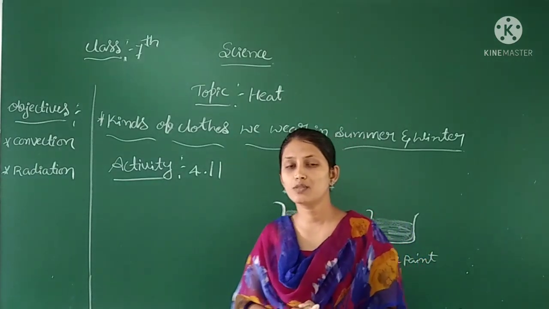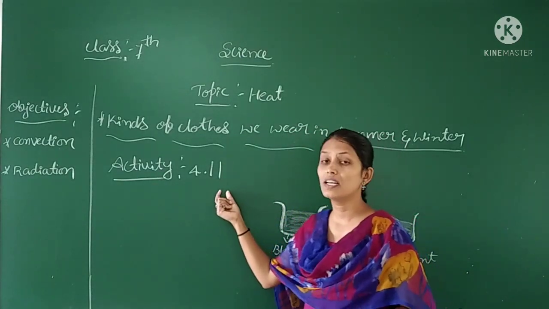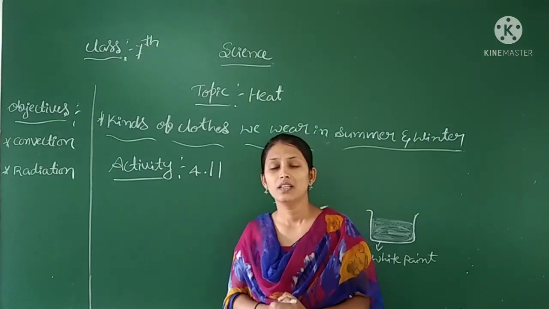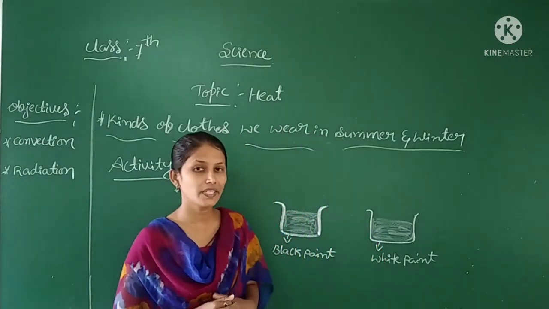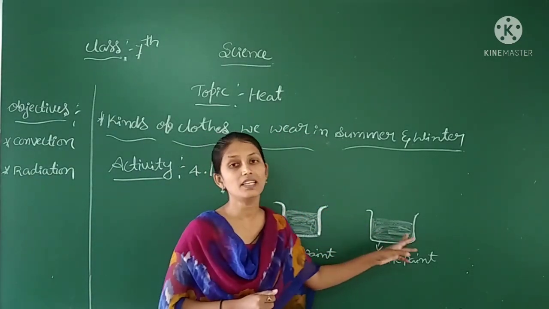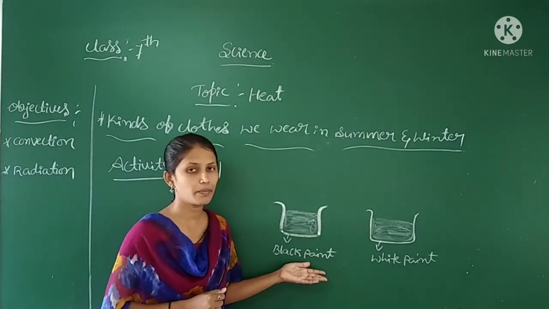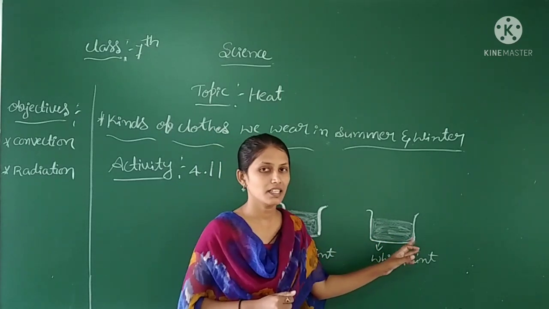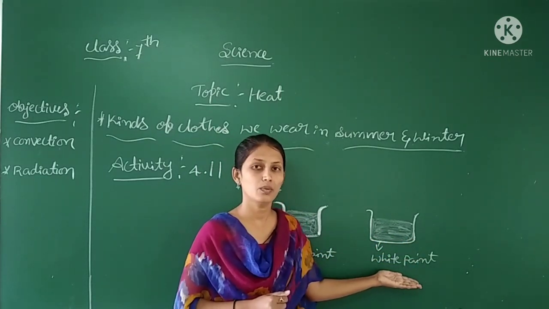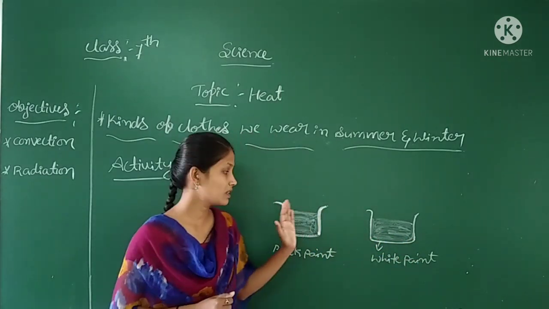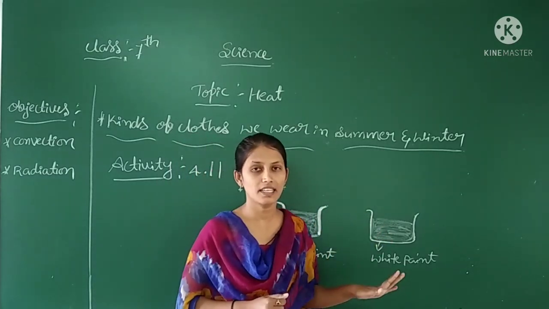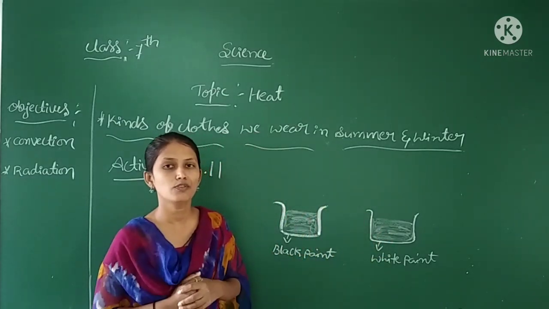Now let us move on to another activity, activity 4.11. To do this activity we need the same identical tin cans. One tin can's outer surface is colored with black paint and the other tin can is colored with white paint. We have to take the two identical tin cans which we used in activity 4.10.